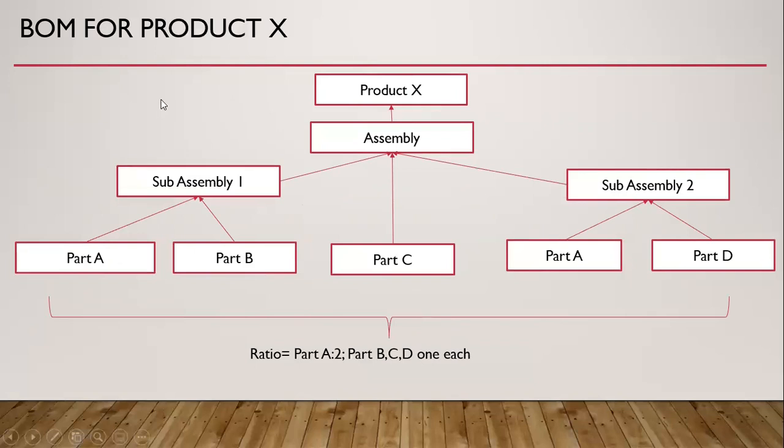Now let us see bill of material for a production industry. Let us say for product X, to assemble the product, we need a main assembly and two sub-assemblies. Sub-assembly 1 requires component part A and part B. Sub-assembly 2 requires component part A and component part D. And part C is directly required to assemble the product. So these are the materials required for product X, and the ratio in which they are required is part A 2 times, and parts B, C and D 1 each.